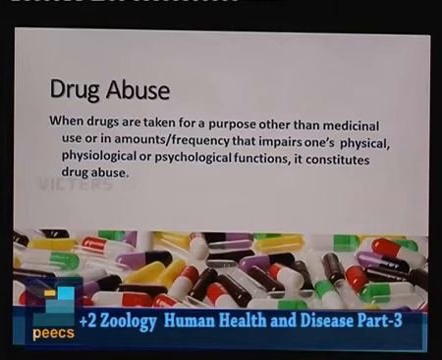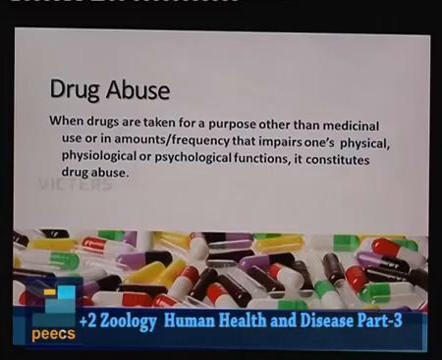What is drug abuse? Whenever a drug is taken for a purpose other than the medicinal use, in an amount or in a frequency which alter a person's physical, physiological or even psychological functions, it is called drug abuse.